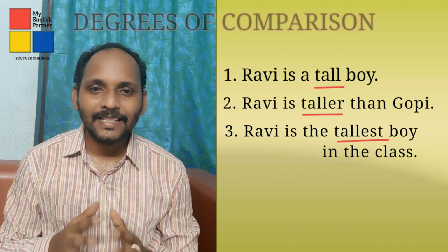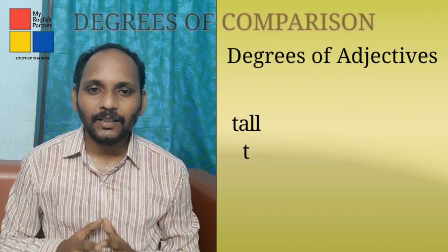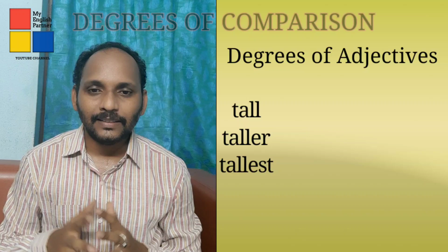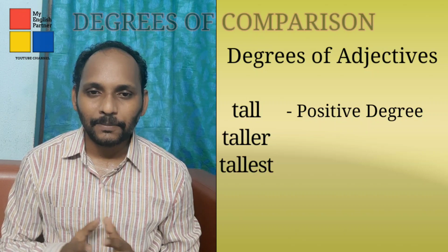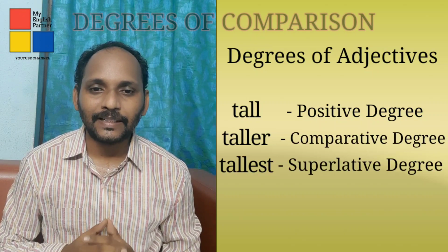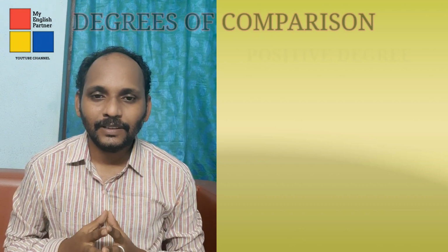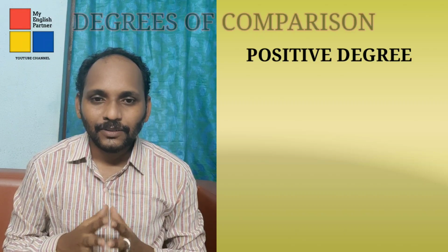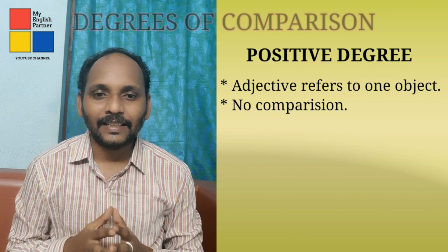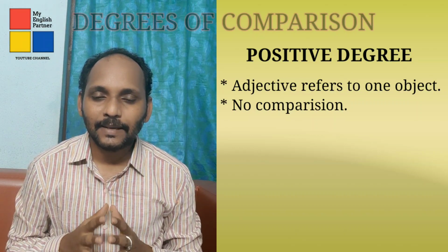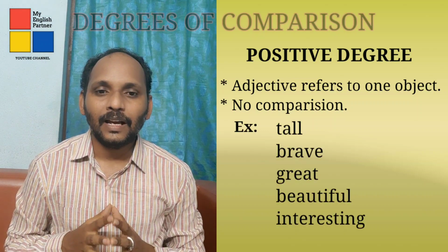When we observe these 3 sentences, the adjective tall has 3 degrees. Tall, taller, tallest. These are said to be degrees of adjectives: positive degree, comparative degree, and superlative degree. Let us discuss these 3 degrees in detail. When an adjective refers to one object without comparing with any other object, it is in positive degree. Examples: tall, brave, great, beautiful, and interesting.